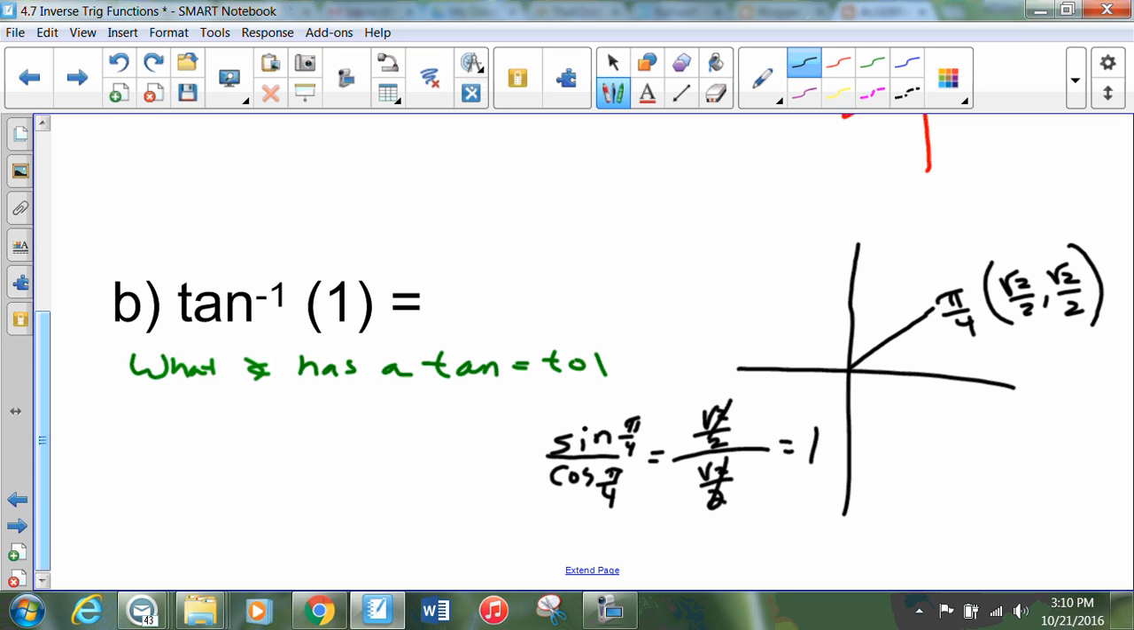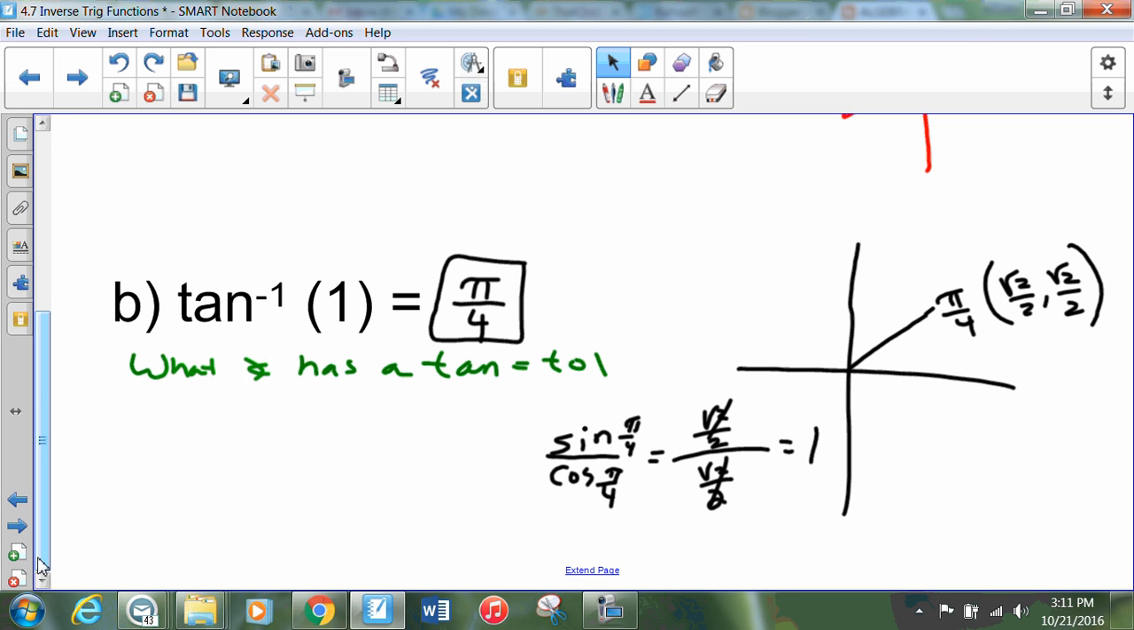So what angle has a tan equal to 1? The angle pi over 4 does. And that falls between negative pi over 2 and pi over 2. So we are good to go there.